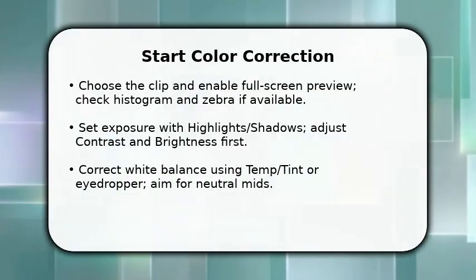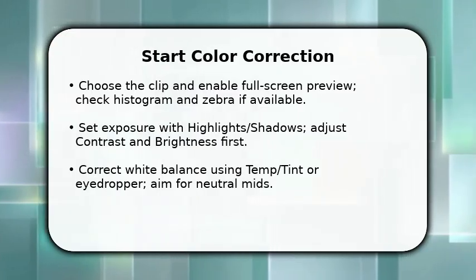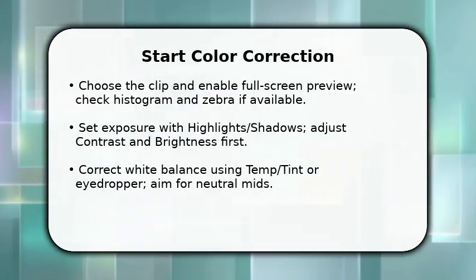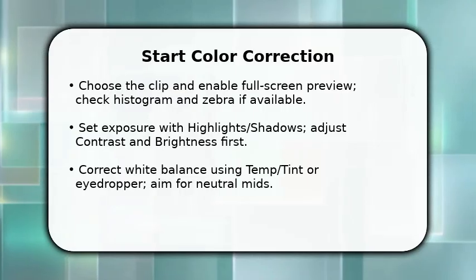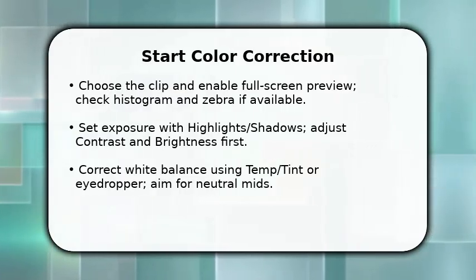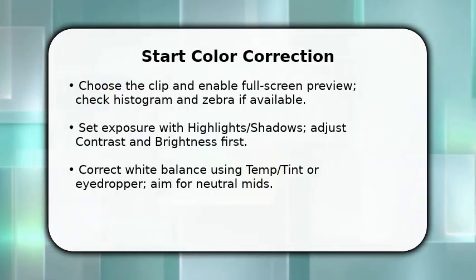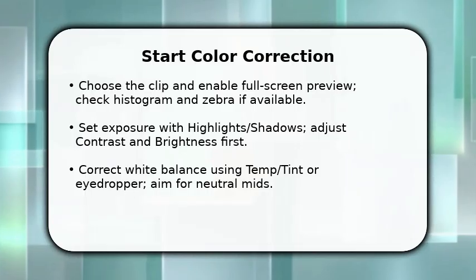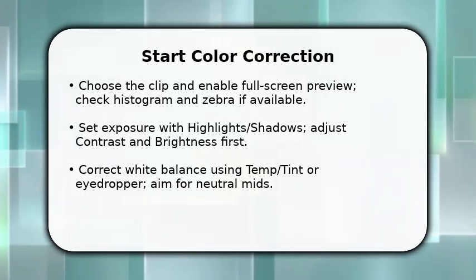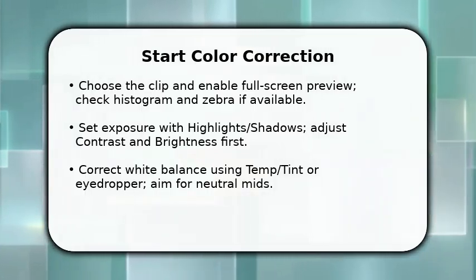You start by opening your Capcut project and picking the most representative clip to correct first. Check basic scopes or rely on visual zebras. Set exposure using highlights, shadows, and contrast so midtones look natural. Next, fix white balance with temp and tint or the eyedropper to remove color casts.